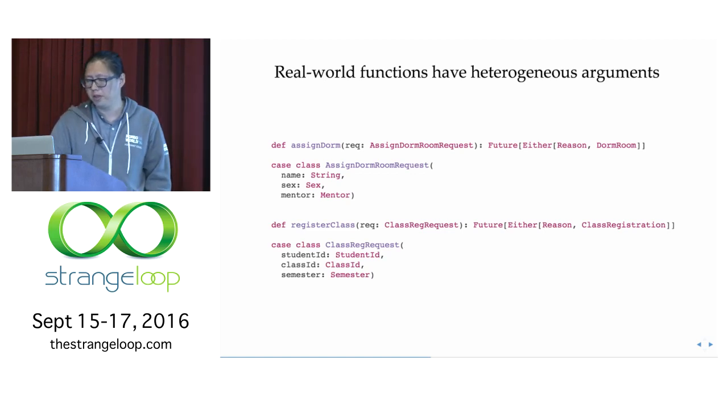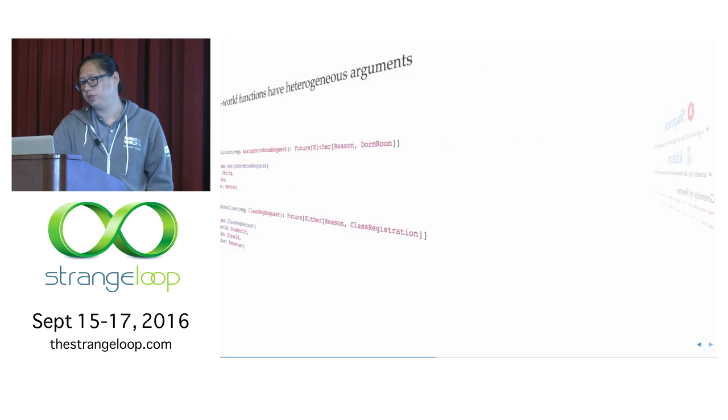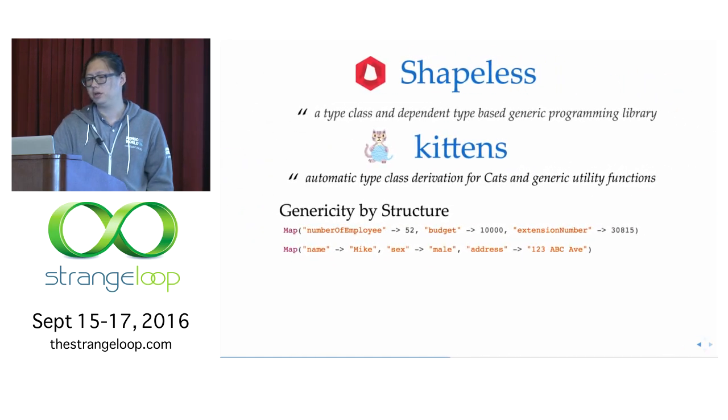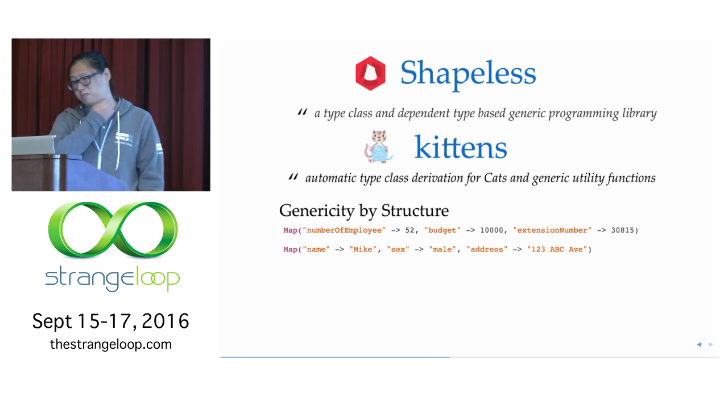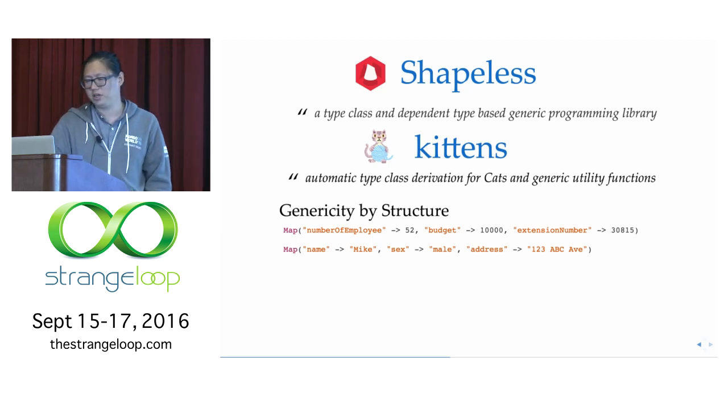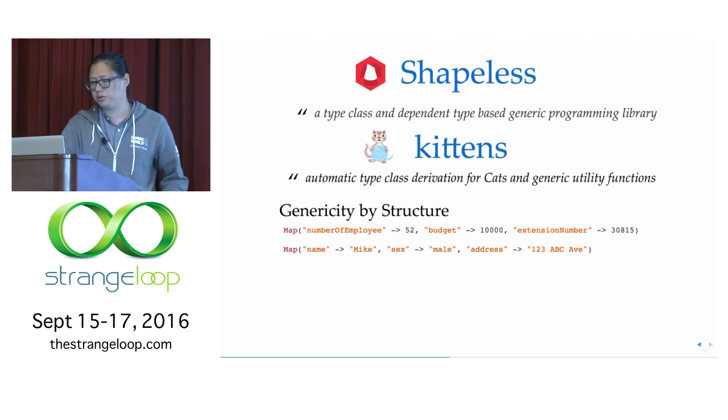Before we do that, we need to do a detour to introduce Shapeless and Kittens. Shapeless is a type class and dependent type-based generic programming library. It's kind of mousy, but I can use an example to explain that.